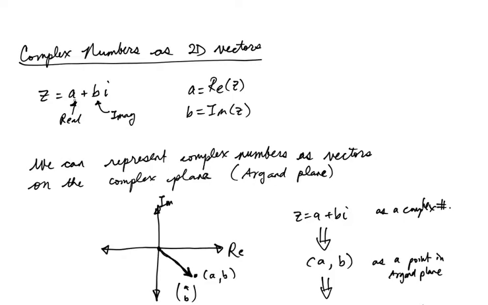Basically, we have two parts on a complex number. The a is the real part and b is the imaginary part. It's always attached to the i, the imaginary number, and we represent a as the real part of z, like this, and b as the imaginary part of z, like this. We can represent complex numbers not only in this form, but also on a complex plane as vectors.